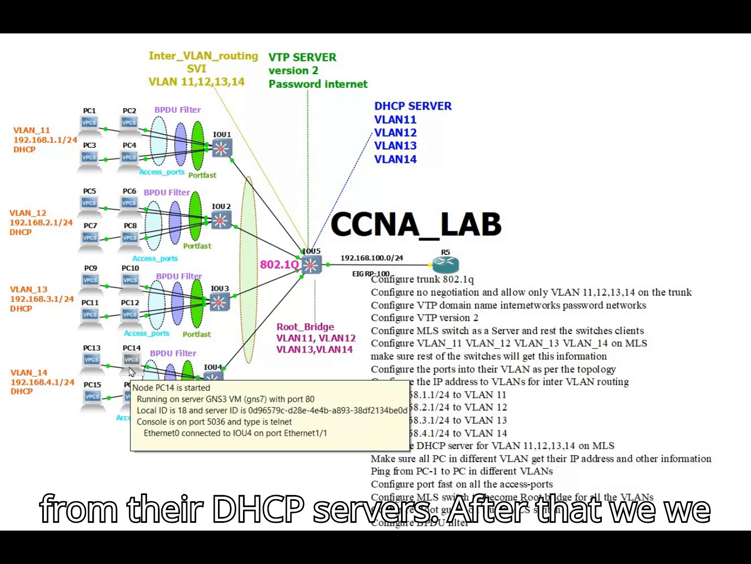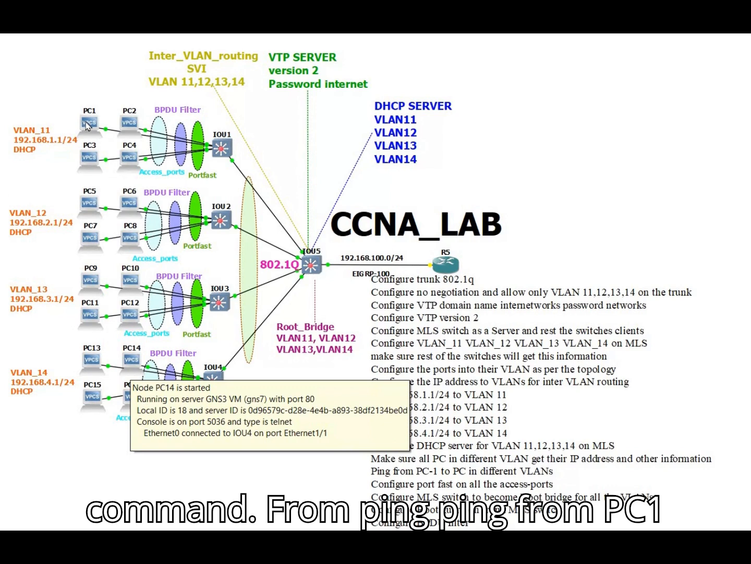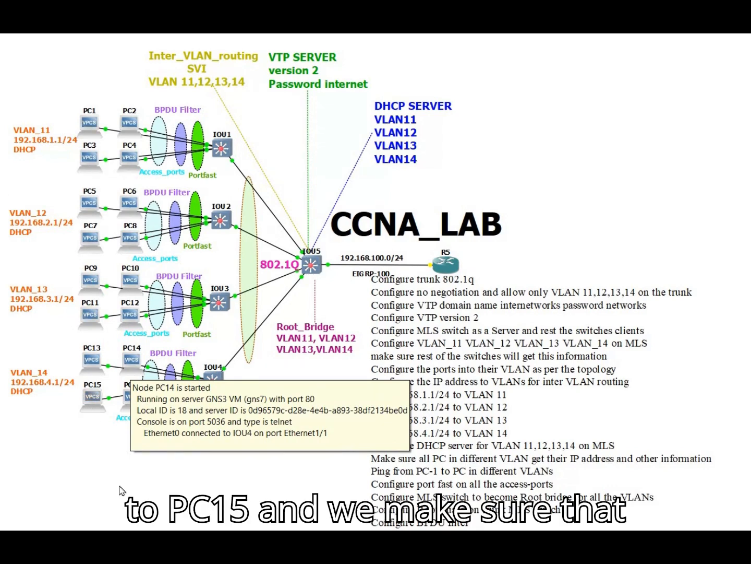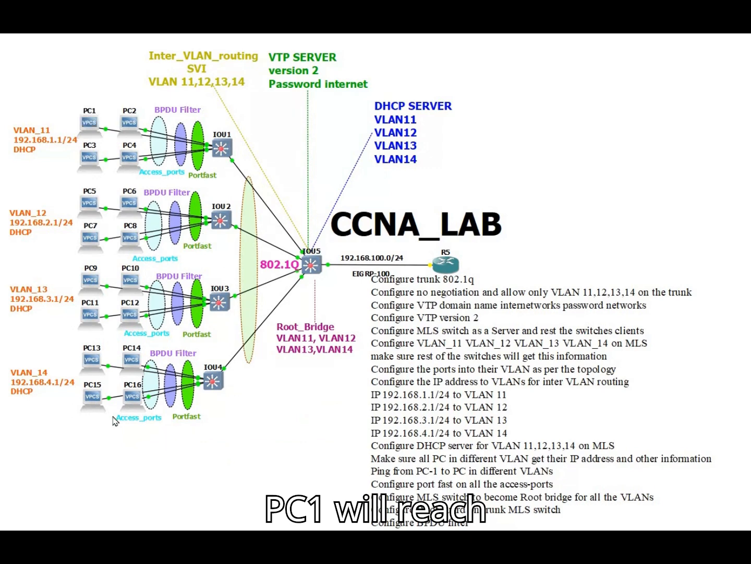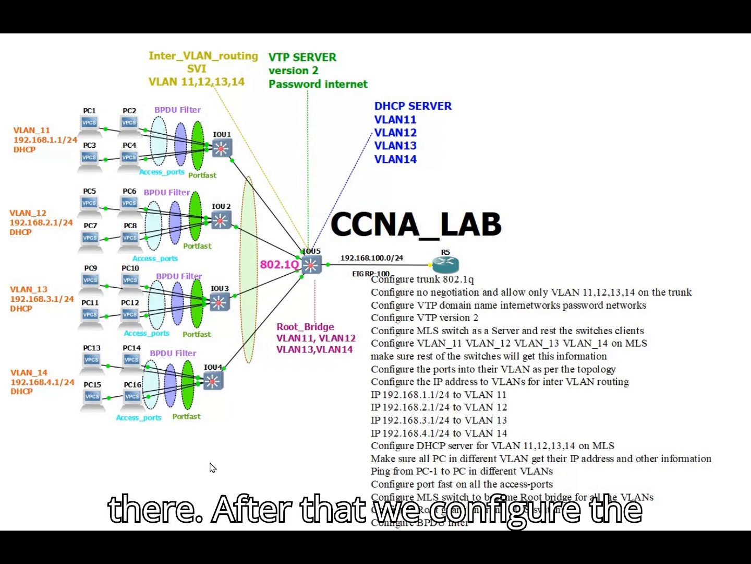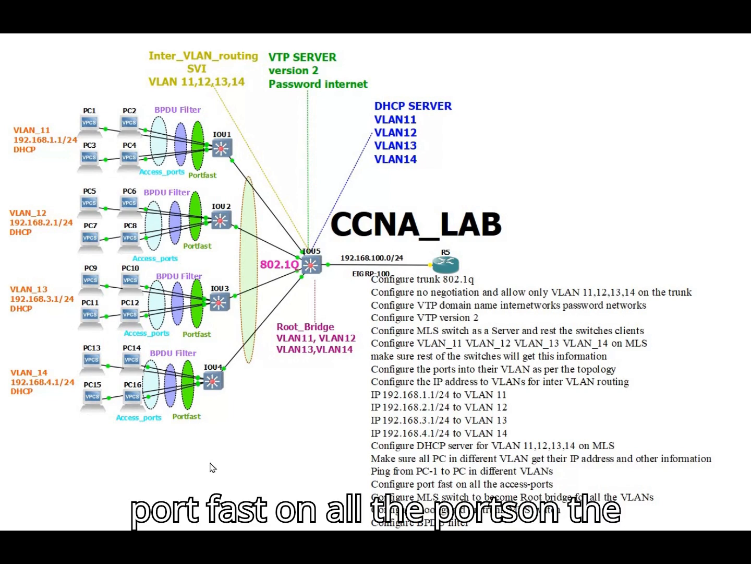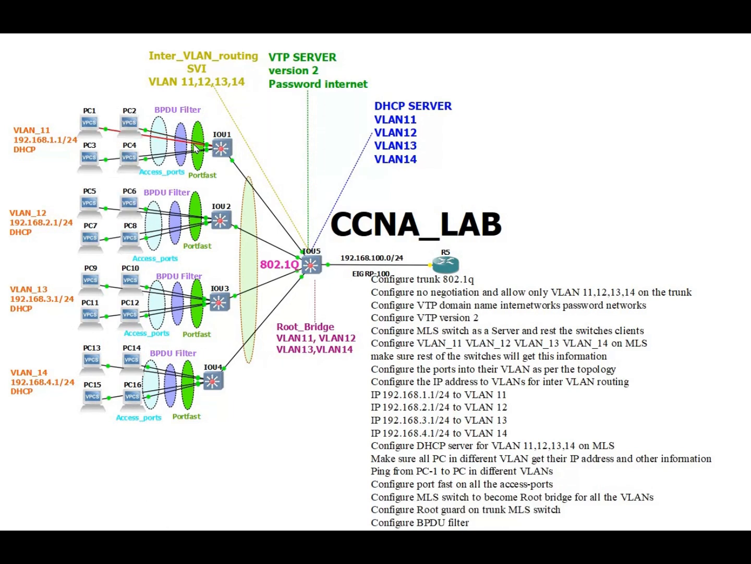After that, we are going to test this with the ping command, pinging from PC1 to PC15, and we make sure that PC1 will reach PC15. Okay, the communication will be there. After that we configure PortFast on all the access ports, for example, these ports from 1/0 to 1/3.